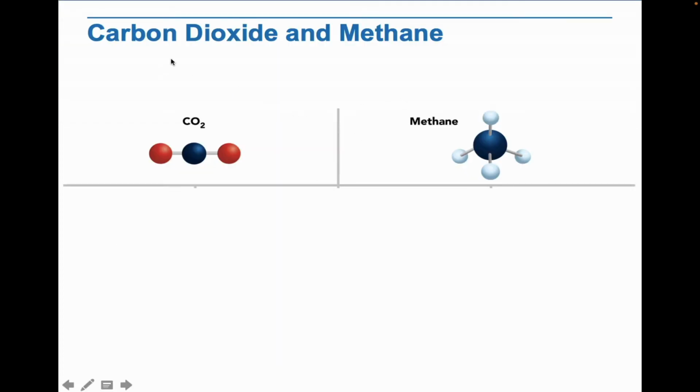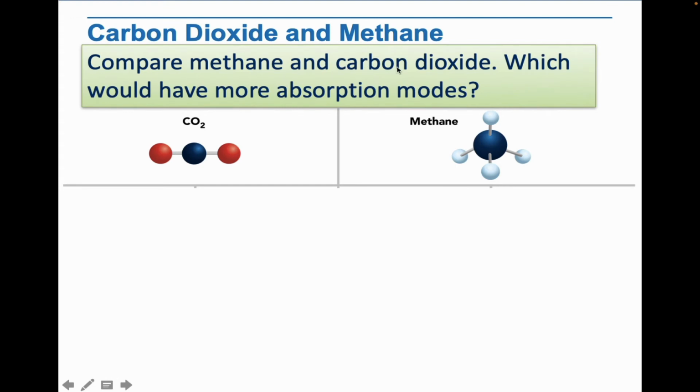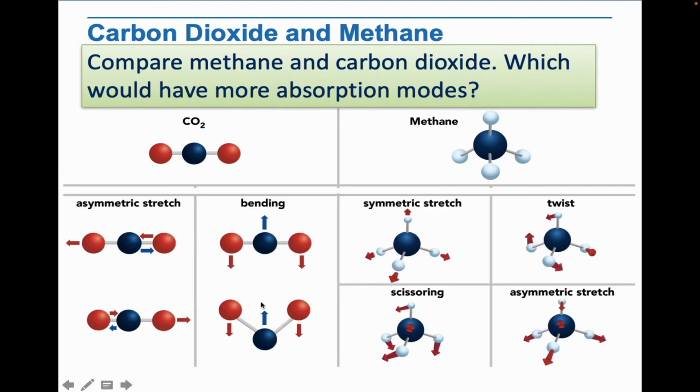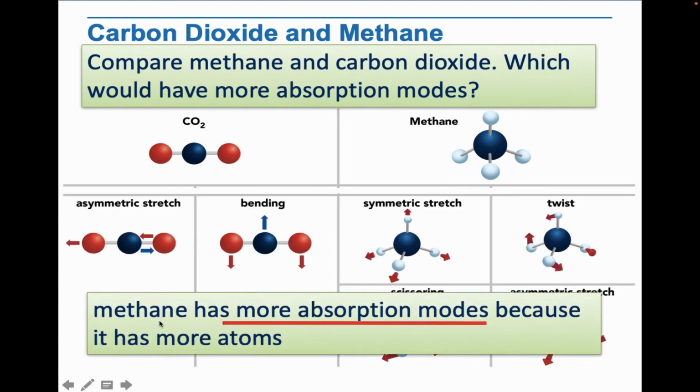I'm going to compare carbon dioxide to methane. Which one would have more absorption modes? Carbon dioxide is a carbon and 2 oxygens. Methane, though, is 1 carbon and 4 hydrogens. And methane has more absorption modes because it has more atoms, 4 compared to 2. And also they have different angles.